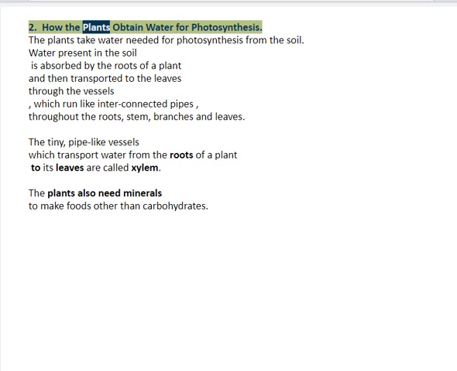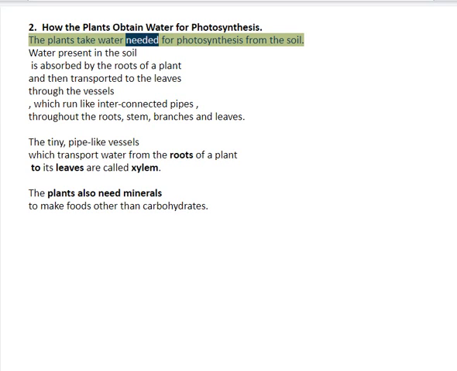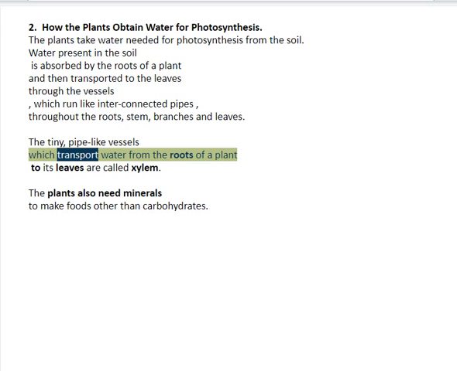2. How the plants obtain water for photosynthesis. The plants take water needed for photosynthesis from the soil. Water present in the soil is absorbed by the roots of a plant and then transported to the leaves through the vessels, which run like interconnected pipes throughout the roots, stem, branches and leaves. The tiny, pipe-like vessels, which transport water from the roots of a plant to its leaves are called xylem.